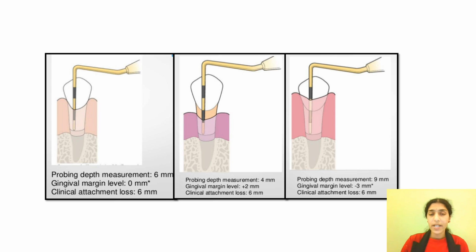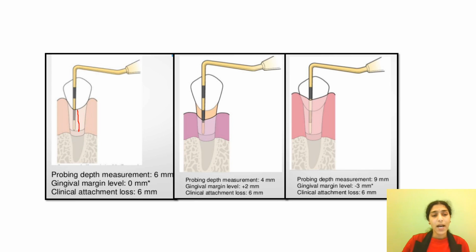Now, the amount of clinical attachment loss depends upon the margin of the gingiva. How do we estimate the amount of clinical attachment loss? To know it, we need to know the amount of probing depth, right? And also where the gingival margin is in relation to the CEJ. In this situation, you can see picture number 1. The probing measurement is 6 mm. As you can see here, it is a 6 mm pocket, from the gingival margin until the base of the pocket.